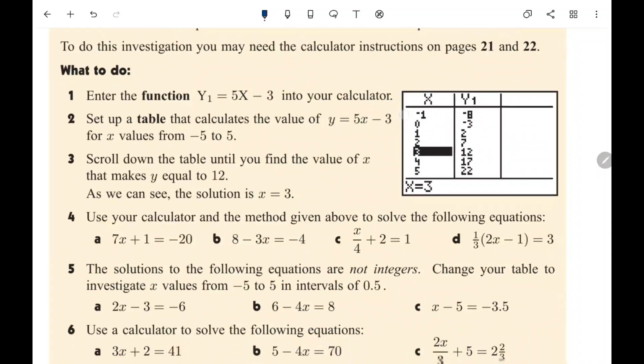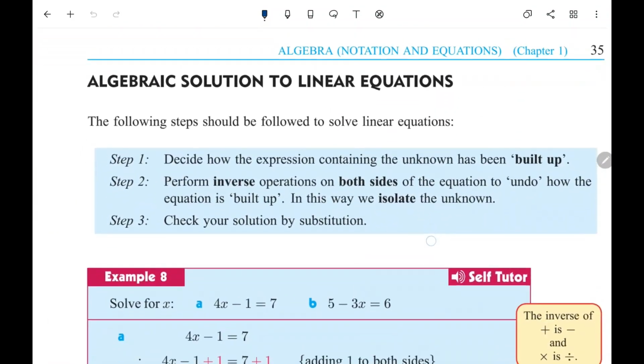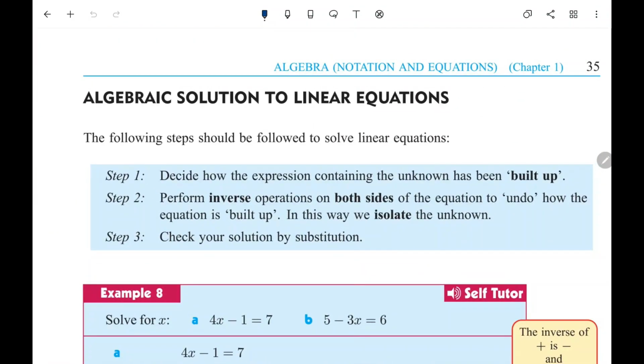Okay, so here we have the algebraic solution for the linear equation. We have to follow 3 steps. The first one: decide how the expression containing the unknown has been built up. Then perform inverse operations on both sides of the equation to undo how the equation is built up. In this way we isolate the unknown. And lastly, check your solution by substitution.